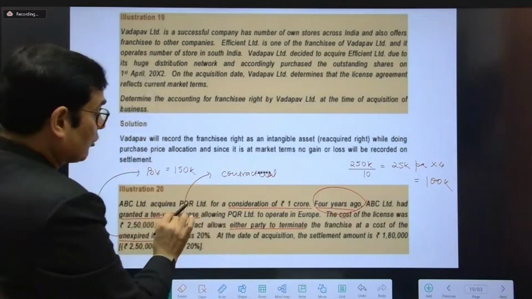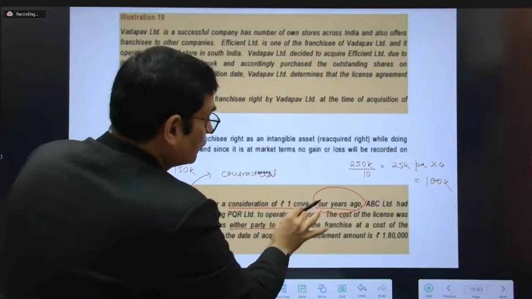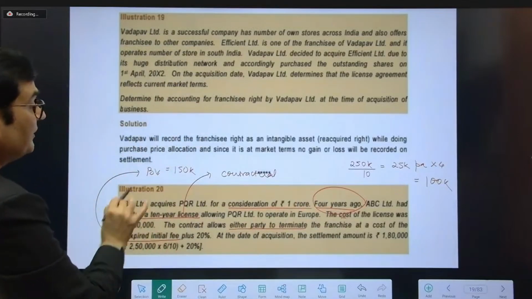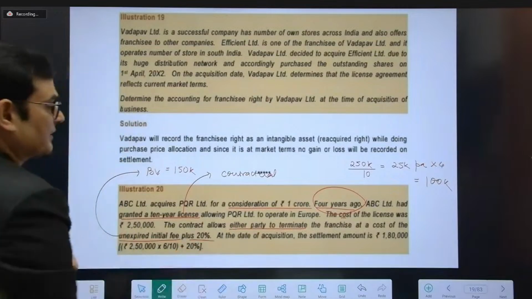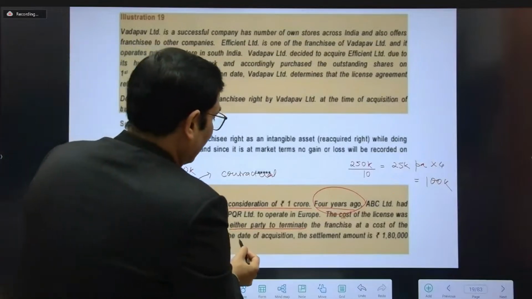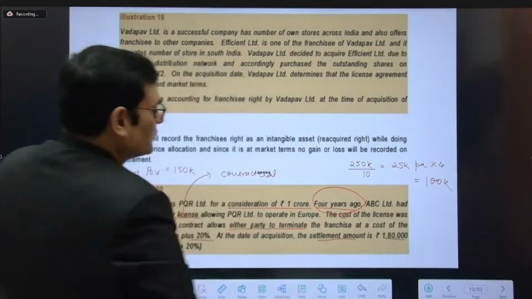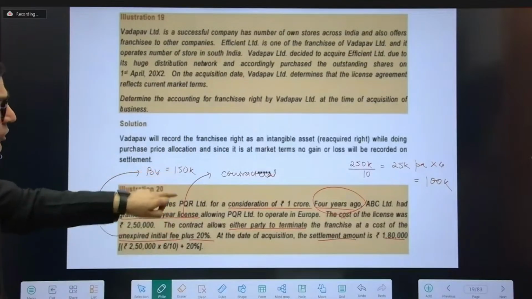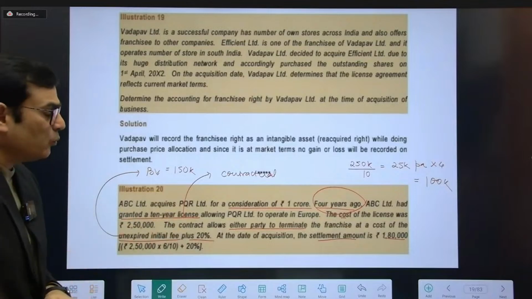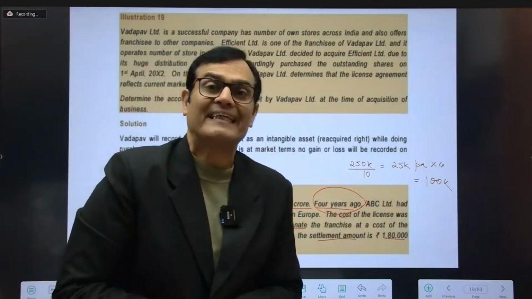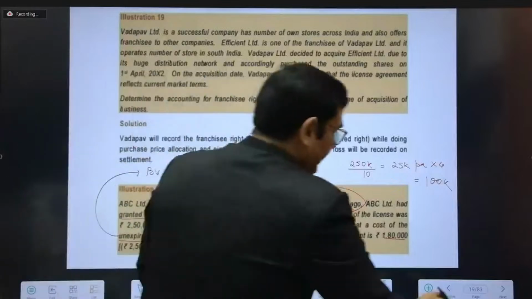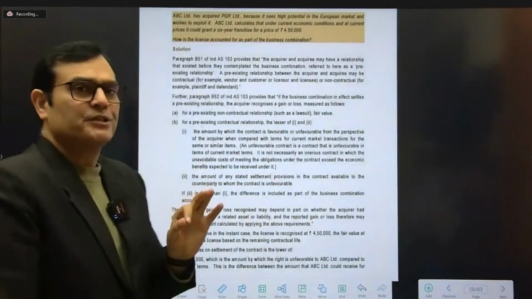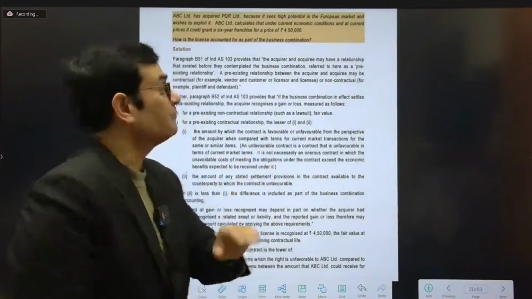So he says the contract allows either party to terminate the franchisee at the unexpired fee. Unexpired fee means the book value plus 20%. So he gives you the calculation at the date of acquisition. The settlement amount is 180. So anybody can exit out of the contract by making a payment of the book value plus 20%. So 150 plus 20% makes it 1,80,000. So he says they can exit out of the agreement by making a compensation payment, which is to the extent of 1,80,000.